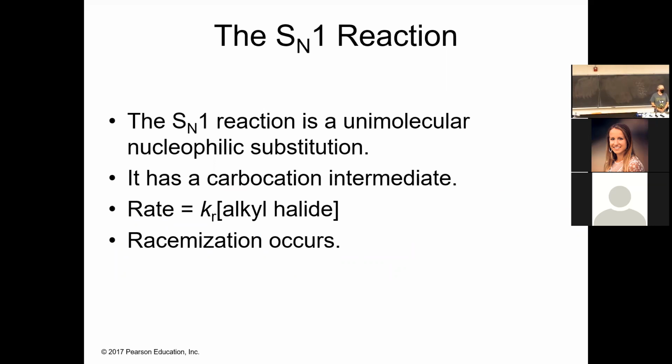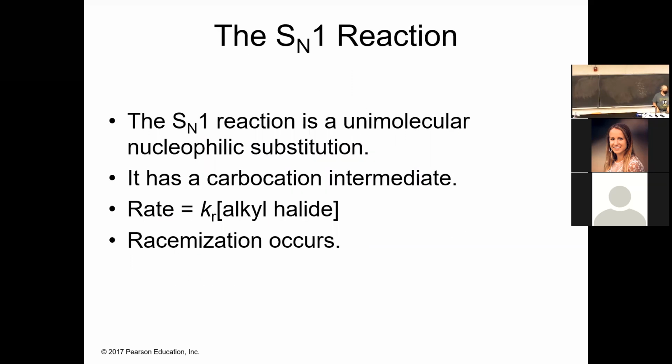All right, let's look at the basics of the other type of substitution reaction. This is called the SN1, and that will be the basis for the lab next week. We're going to do an SN1. This is a unimolecular nucleophilic substitution. That's where the 1 comes in. It goes through a carbocation intermediate. The rate is first order kinetics. It depends only on the alkyl halide, the substrate. And it would be 0 order in the nucleophile.